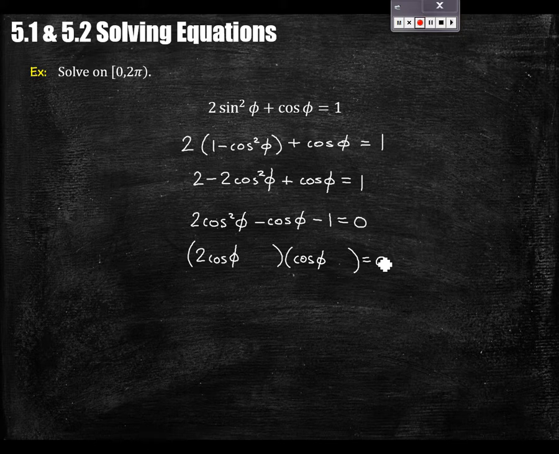Last one. I'm hoping this works. I don't know. What do we need? A minus and a plus? I thought this one was interesting. Hey, it's our favorite problem again. Cosine phi equals negative a half.